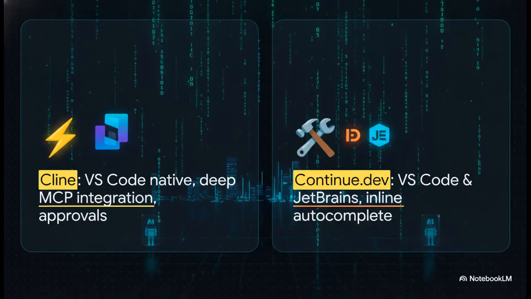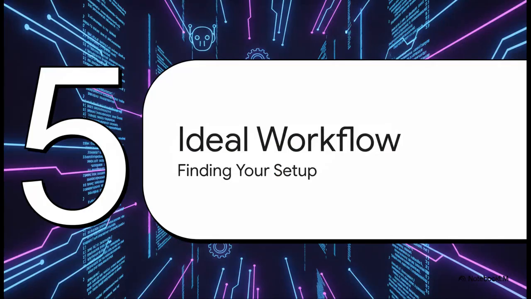The two heavyweights stepping into the ring here are Cline and Continue.dev. Cline is a VS Code native extension that arguably offers the deepest agentic capabilities in the free category. It features this incredible Model Context Protocol, or MCP, integration, for things like browser automation and database access. On the flip side, Continue.dev is uniquely valuable because it actually supports JetBrains IDEs, think IntelliJ and PyCharm, along with VS Code. It gives you inline autocomplete and local model chat, filling a massive gap that even some of the pricey paid tools ignore.